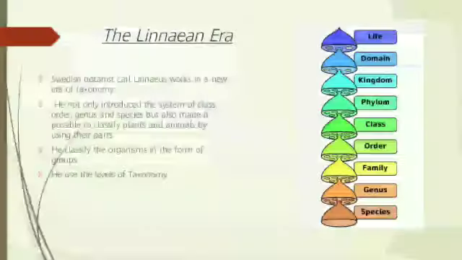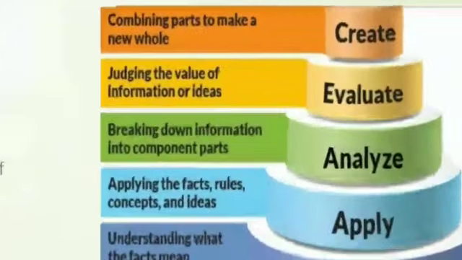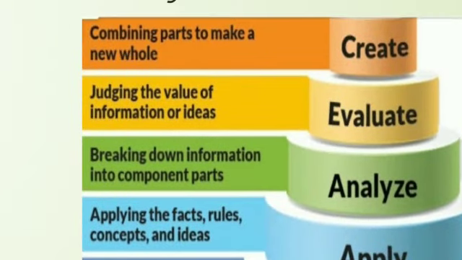Next are the objectives of taxonomy. Objectives include obtaining a suitable specimen, then comparing the specimen, then identifying the specimen. Now firstly I will show the diagram which is here. The first objective is to create, which means combining our parts to make a new whole.